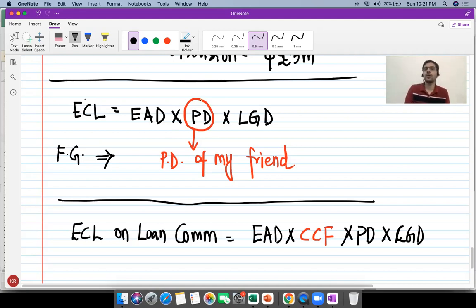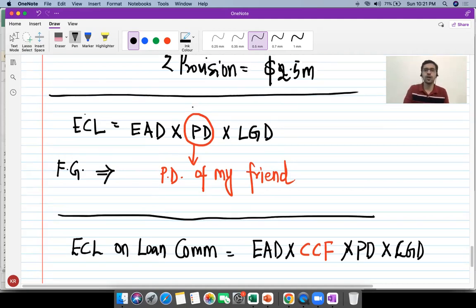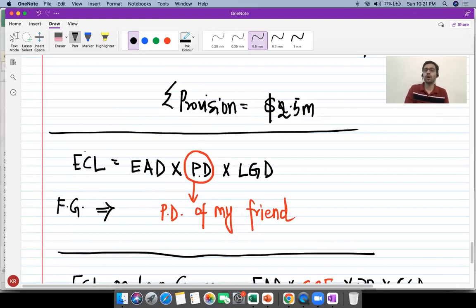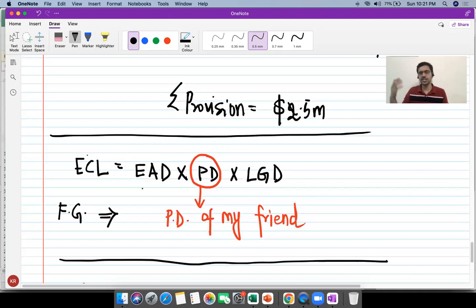Now over here, when we are using the probability of default, the probability of default that I will use will be the probability that my friend would default. All right, what is relevant for me is the probability that my friend would default. The exposure is obviously the amount of loan that was given. The loss given default is the loss that I would incur if the default actually happens.